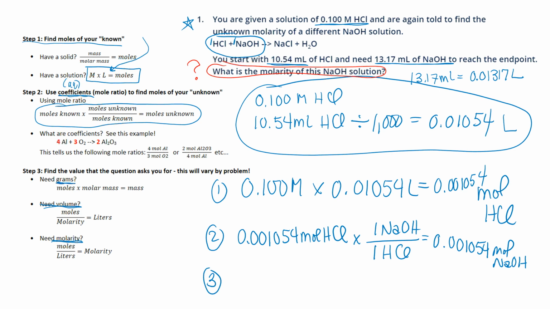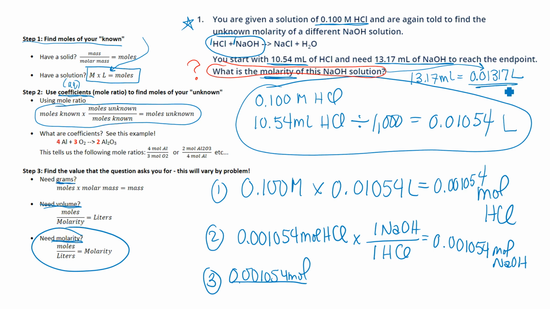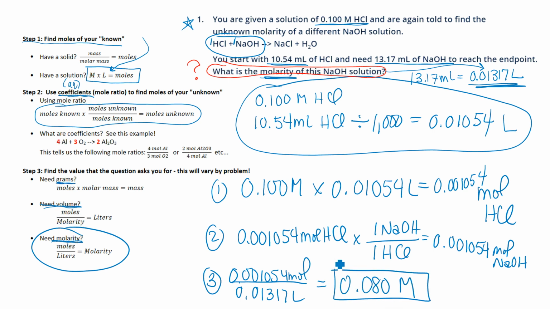And then step 3, I've got to look back at the problem. What's it asking me for? It's asking me to find molarity. So in this case, I'm going to use this equation. I'm going to take my moles, 0.001054 moles, divided by my liters of NaOH. So that's this one right here, 0.01317 liters. And then when I do that, I'm doing the math with you right now, that is 0.080 molar.